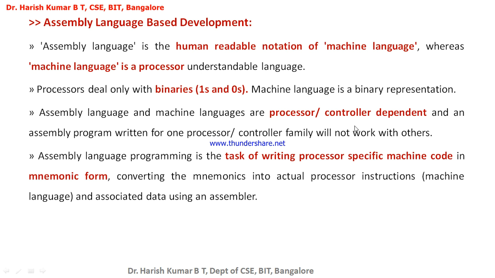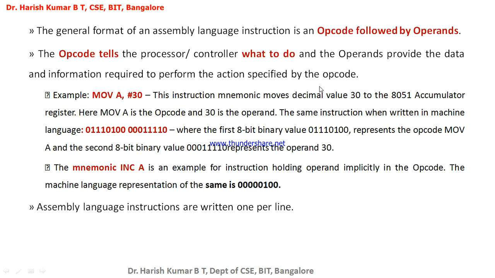As I already told, an assembly program written for one processor, one controller or one family will not run or work on the others. Assembly language programming is the task of writing the processor specific code in mnemonic form, and then using an assembler which will translate this mnemonic form into machine language.